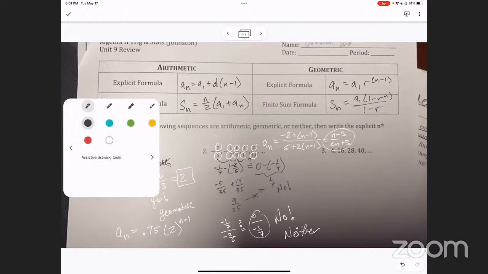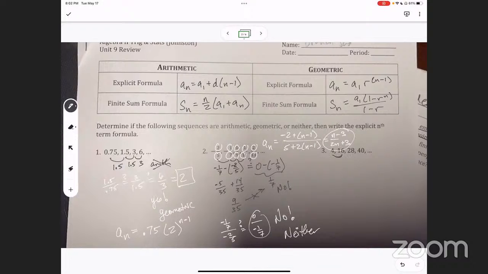And for this last one, is there a common difference? Let's find out. That's 12. That's 12. That's 12. It's arithmetic. So that one's pretty simple. Plus 12 and n minus 1. And you know how to write that formula. All right, good? Yep.